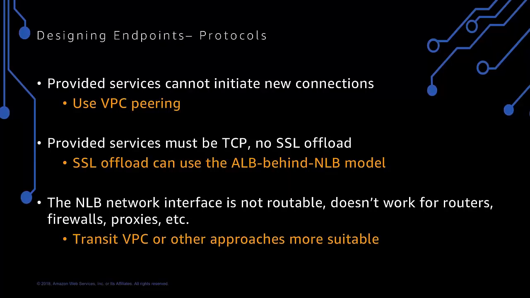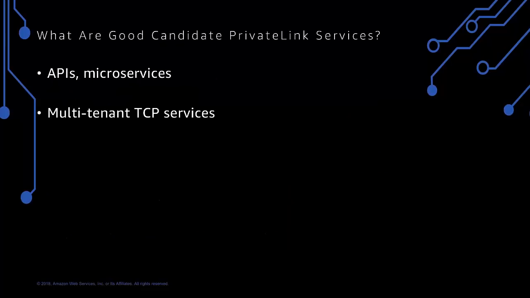So what are some of the good candidate PrivateLink services? The places where we've seen a lot of customers start to use PrivateLink are things like APIs and microservices, any sort of multi-tenant TCP service. If you have a lot of users using one service and it operates over TCP, it's pretty easy to put a network load balancer in front of that.